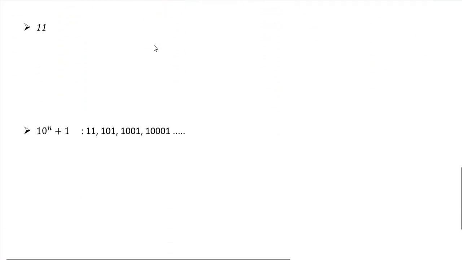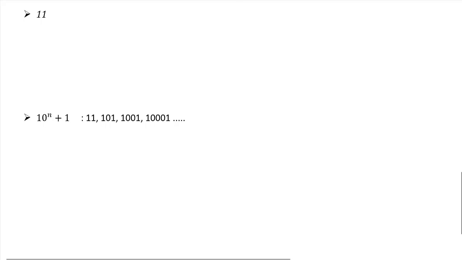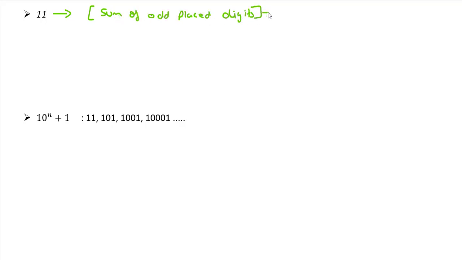Let us now understand the divisibility rule of 11. In this case, we will find the sum of all odd place digits, and from this we will subtract the sum of all even place digits.